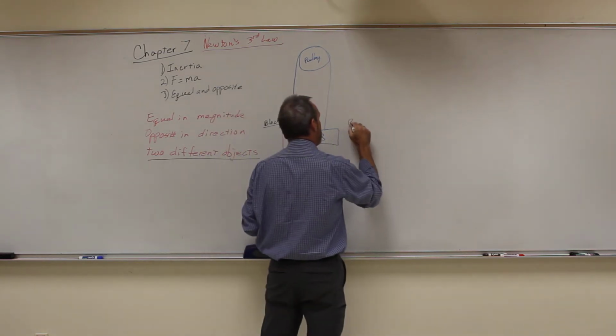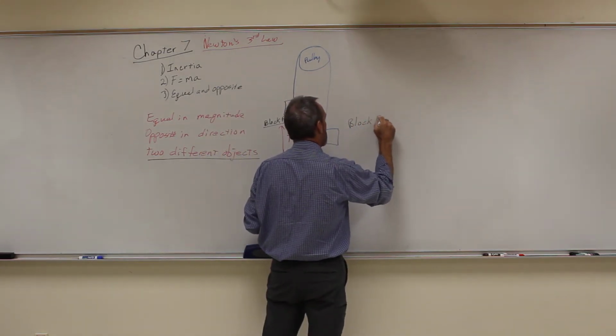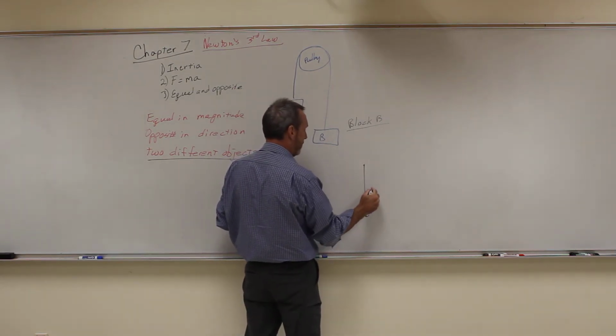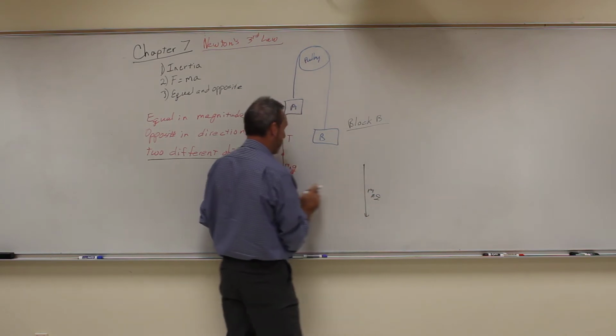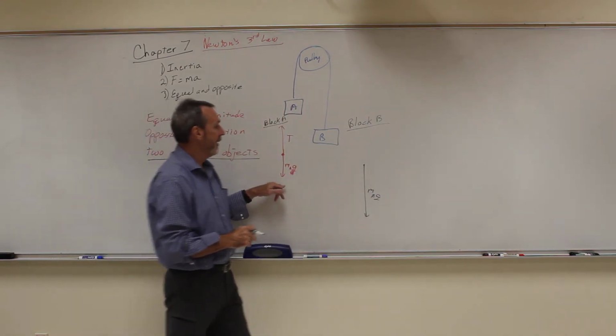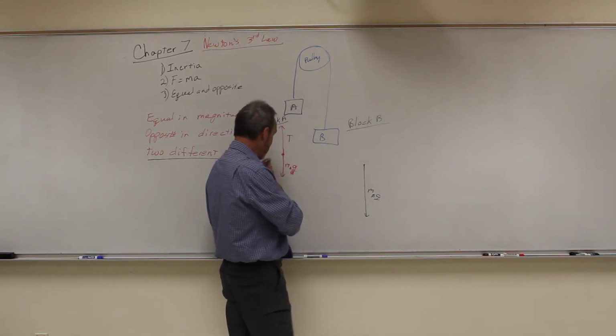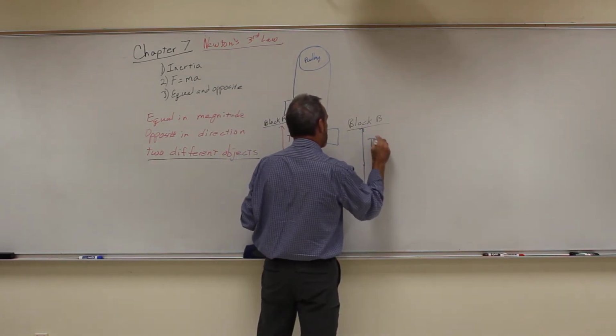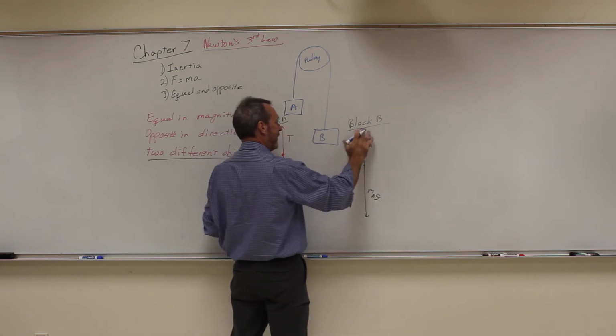For block B, we're going to do a free body diagram. But the mass of block B is much bigger than the mass of block A. But notice, I'm going to draw this because the tension needs to be the same. That needs to be the same magnitude. I might get a little higher.